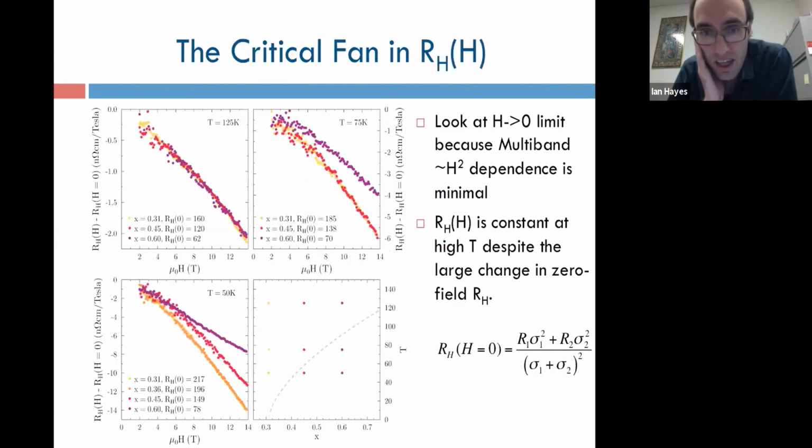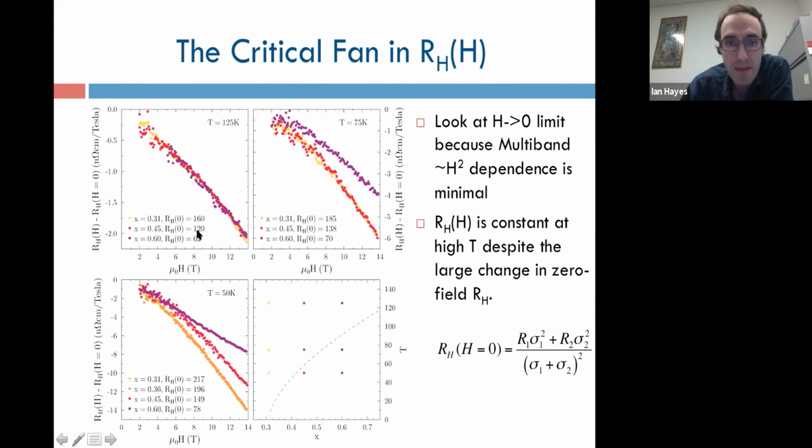Now, the second thing I'd like to show you in detail in the data is what the fan looks like at higher temperatures. If you go to very high temperatures, what I've plotted here is RH minus RH of 0. So this is just the field-dependent part of RH, which I do to compare samples from different parts of the phase diagram that have fairly different background RHs.